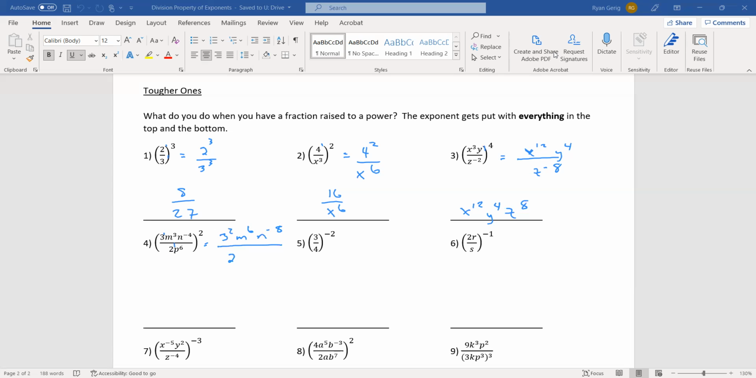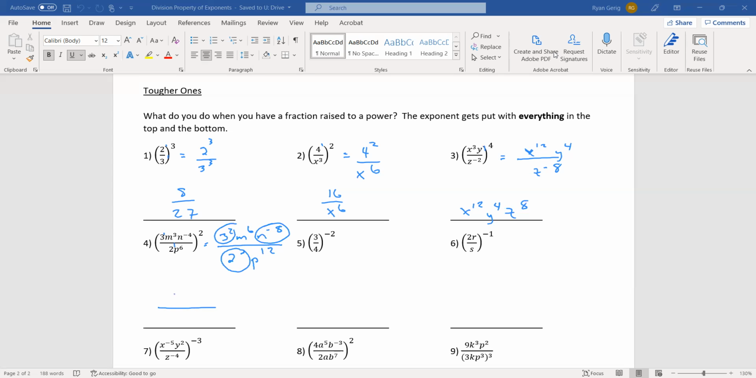2 to the 2nd, and P to the 12th. Okay, now I have a couple things I need to do. I need to simplify both the numbers, and then I also have to move N. So I'm going to go ahead and just mark that there.